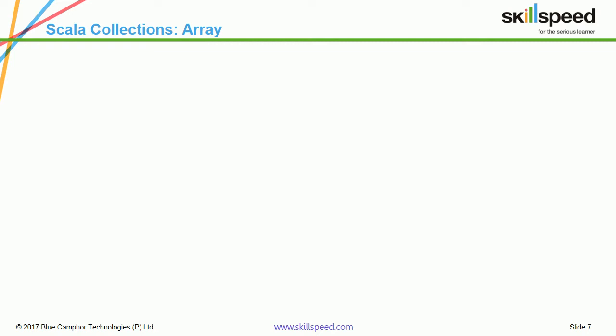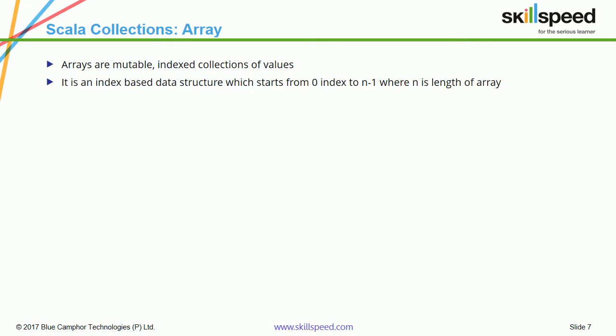So the first type of collection in Scala that we are going to discuss is called array. Arrays are mutable indexed collection of values. So you can simply create an array and have as many values as you want. It is based on an index data structure which typically starts from 0 to n-1 values.